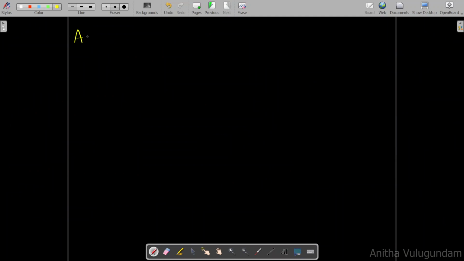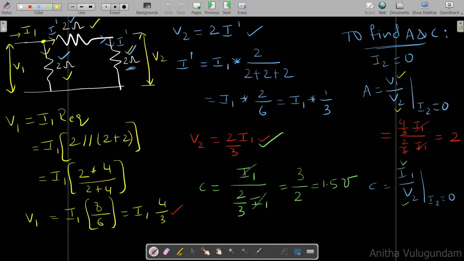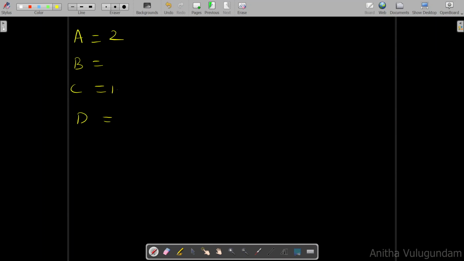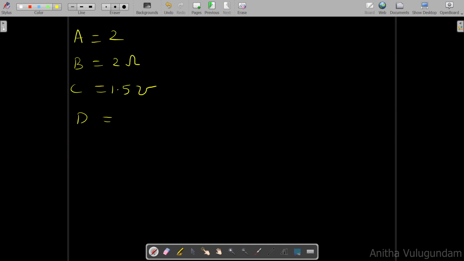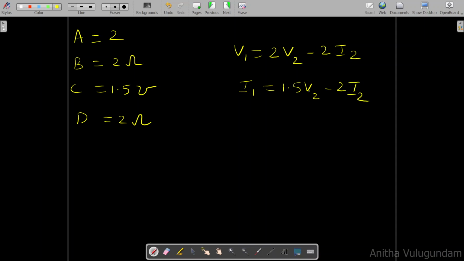Finally, we have got the values of A, B, C, and D. A value as 2, C value as 1.5 mho, B value as 2 ohms, and D value as 2. You can write the final equations as V1 equal to AV2 minus BI2, I1 equal to CV2 minus DI2. This is how we can find the ABCD parameters for the circuit shown.